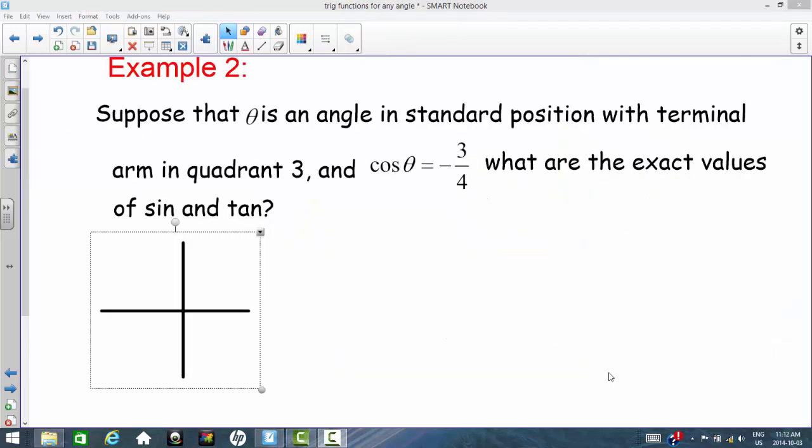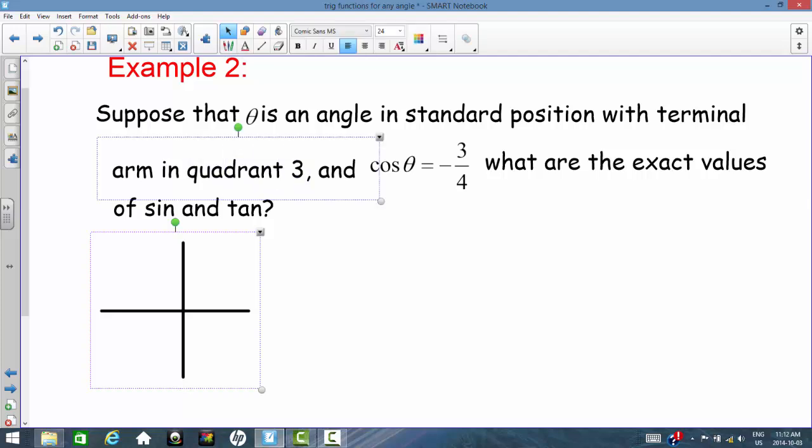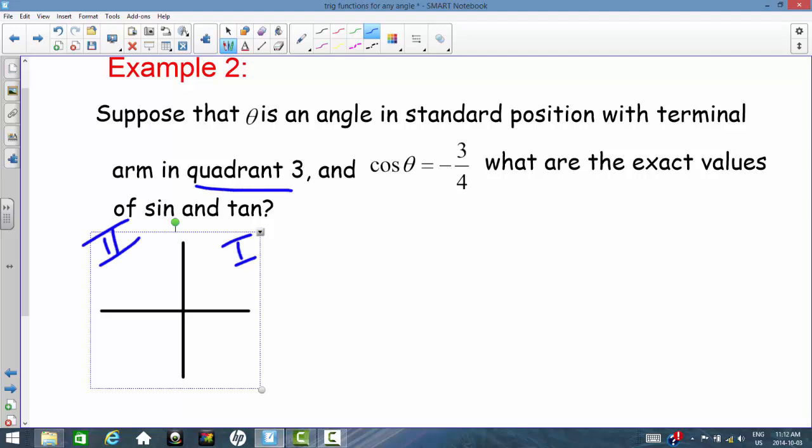Okay, so we're going to consider the question just written differently, but the exact same type of question. Suppose that theta is an angle in standard position with the terminal arm in quadrant 3. So that means we have to look at quadrant 3, which is 1, 2, and this is 3. So it's going to be down here in this quadrant, okay? And it says that cos is this. So cos is adjacent over hypotenuse. So let's draw it. If it's quadrant 3, it's got to go this way, negative 3, and then the hypotenuse is 4. So this is a negative 3.